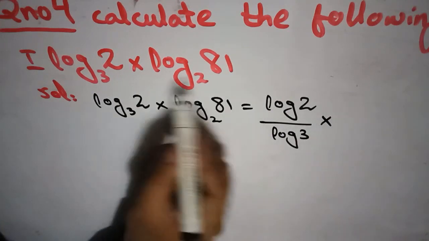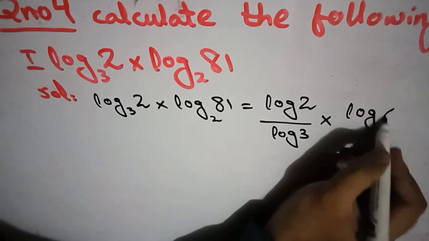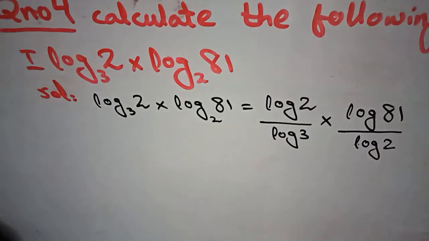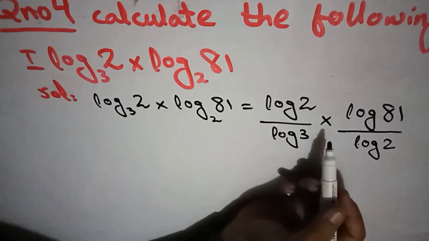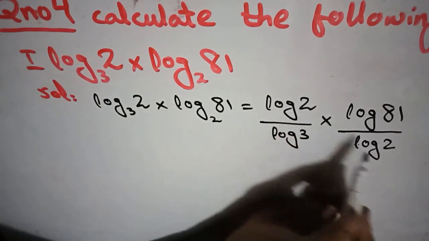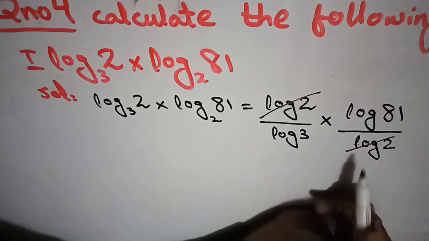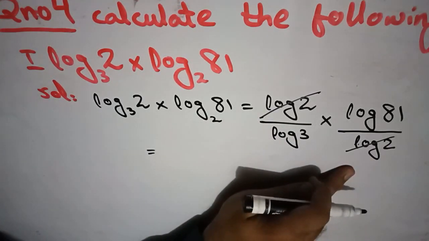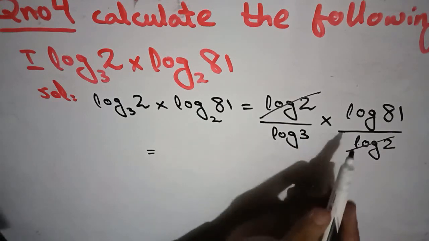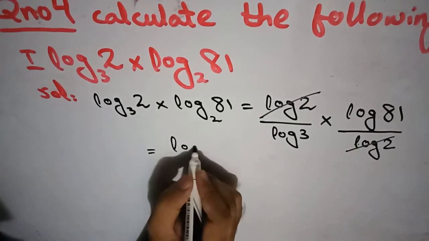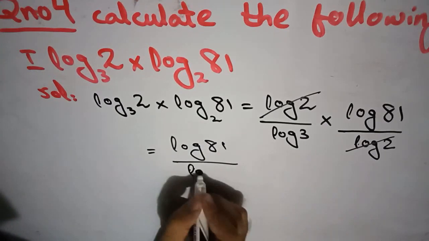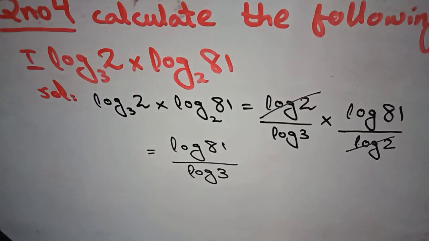Okay, similarly for this one, log of 81 over log of 2. Now as the log of 2 is cutting here, I have cut both factors, log of 2 with log of 2. Now log of 81 and log of 3 are remaining. 81 is a power of some number.